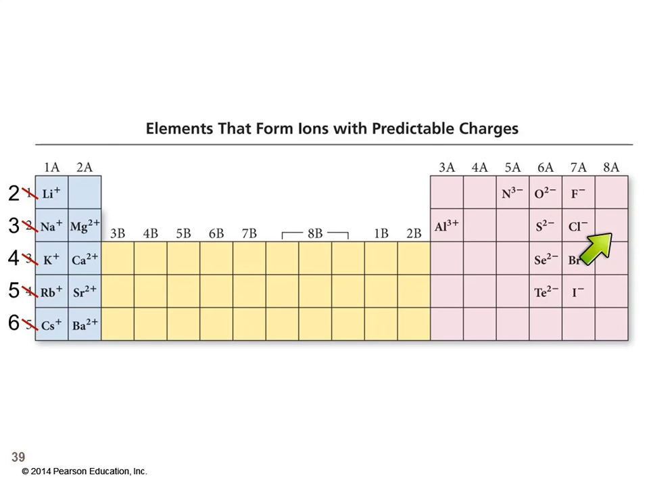So here's the cool people column. This is where everybody wants to be. Fluorine, chlorine, bromine, iodine. By getting 1 more electron, they can join that club. These guys need to gain 2 electrons. Nitrogen needs to gain 3.